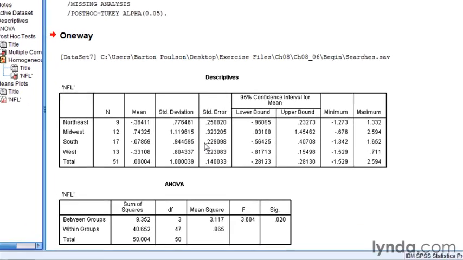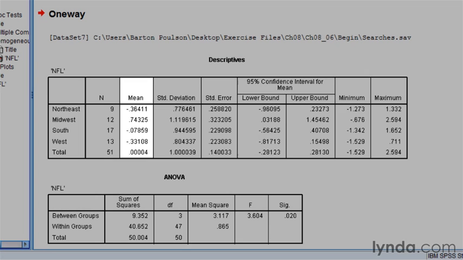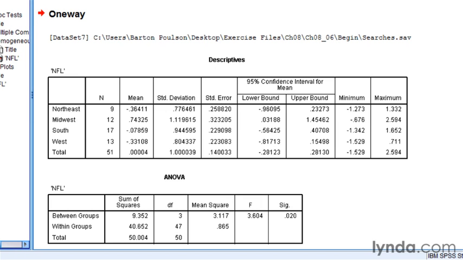And here we have several tables that show up. The first one is the descriptive statistics. It gives me the mean for each of the four groups in this factor. It tells me, for instance, that the relative interest in searching for the NFL in the Northeast is below average. It's negative 0.36. That means they're 1/3 of a standard deviation below the national average for states in relative interest in searches for the NFL.